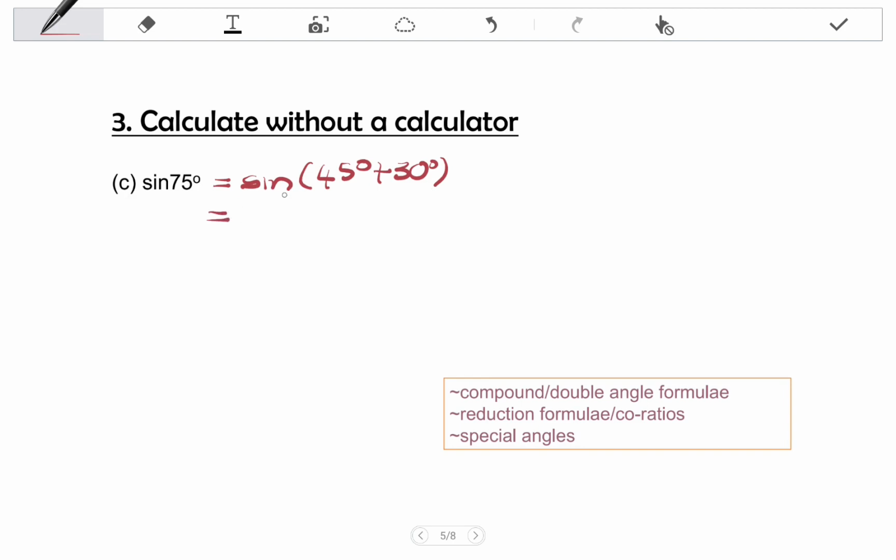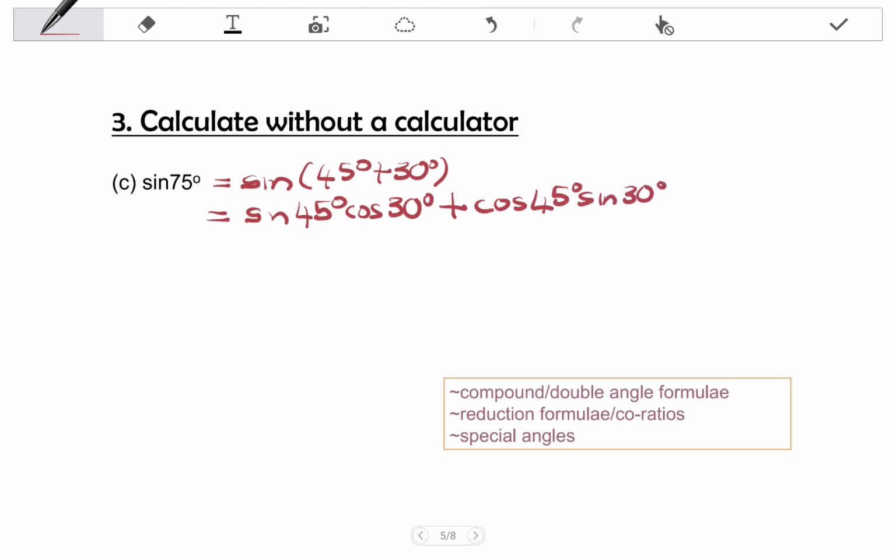Right, sine, if I have a plus, goes to sine 45 cos 30 degrees. I keep the plus. Then I have sine cos, and the second term I have cos sine, so it's going to be cos 45 now, and then sine 30 degrees.